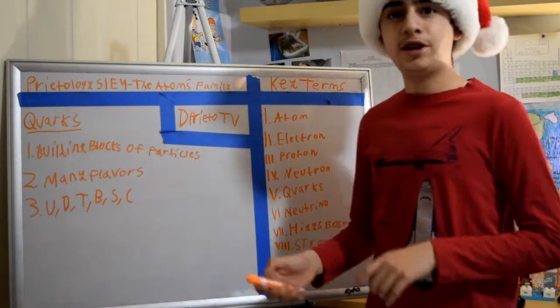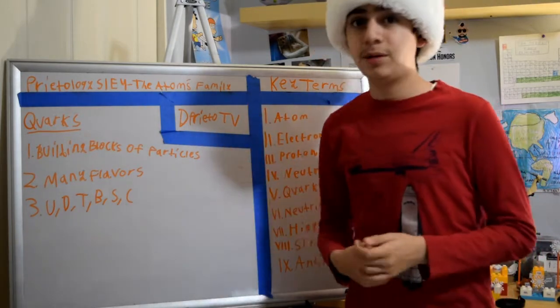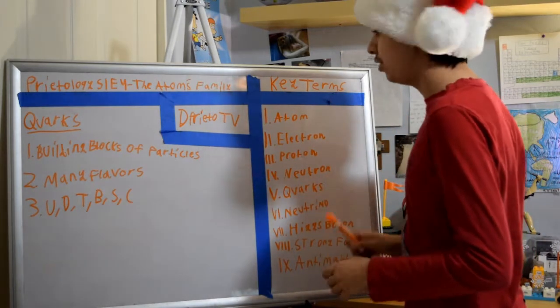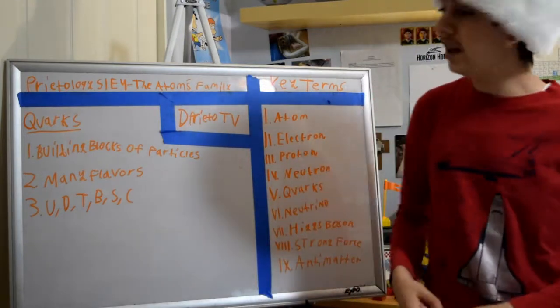Alright, so our fifth term is quarks. This is when it really starts to get interesting. Quarks are basically the building blocks of particles. Protons are made of quarks, neutrons are made of quarks. A bunch of particles out there in the universe are made of quarks.